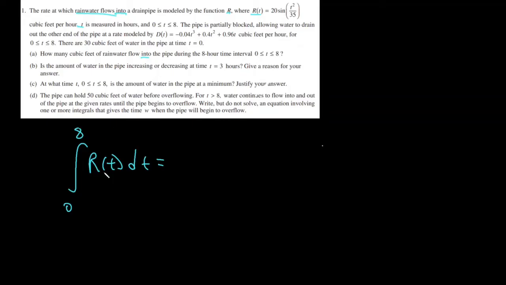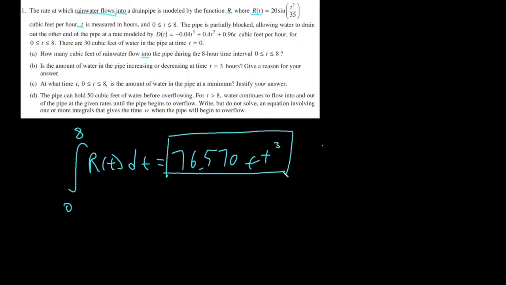So if you evaluate this in your calculator, you're going to get 76.570 cubic feet. And the units, cubic feet, come from multiplying the units for R of t times the units for t. R of t is measured in cubic feet per hour, and t is measured in hours. So multiplying these two cancels the hours, and you're just left with cubic feet. So there's your answer for part A. This was a 2-point question, 1 point for the integrand and 1 point for the answer.